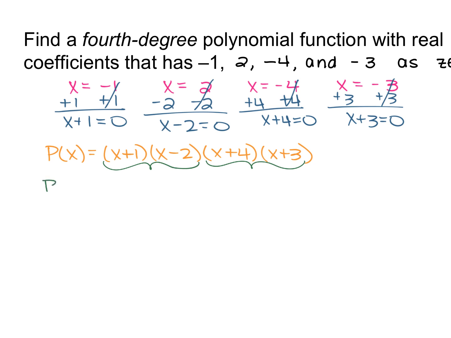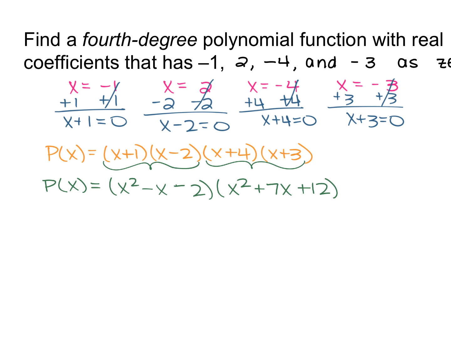So this is going to give us p of x is equal to x squared minus x minus 2 times x squared plus 7x plus 12. I just FOILed and combined like terms. Now from here, I'm going to distribute the x squared in, I'm going to distribute the negative x in, and I'm going to distribute the negative 2 into that second set of parentheses and combine like terms.